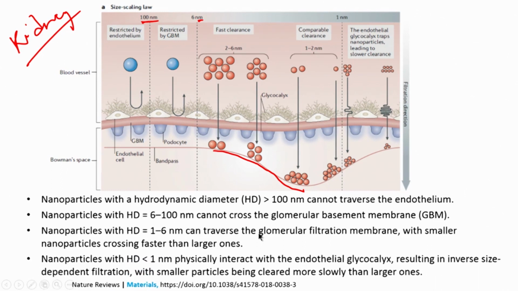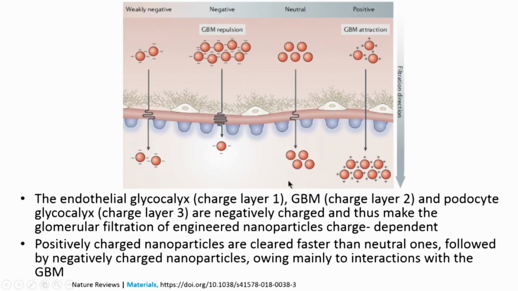And then for nanoparticles with the hydrodynamic diameter even less than 1 nanometer, they will interact with this endothelial glycocalyx, and that would mean that once they are in that size range, similar to the pore size, they will interact more and have a longer path to travel. That will cause the smaller particles to have a larger residence in the blood vessel in this region than a slightly larger particle.